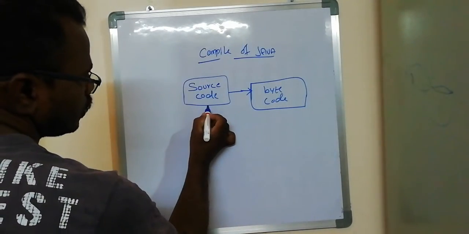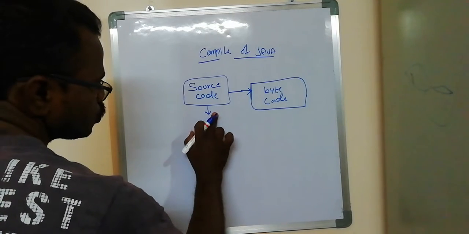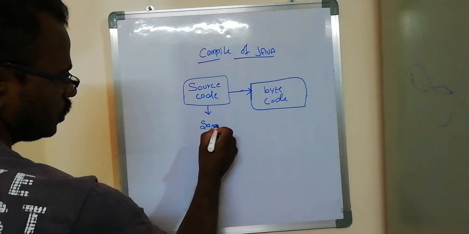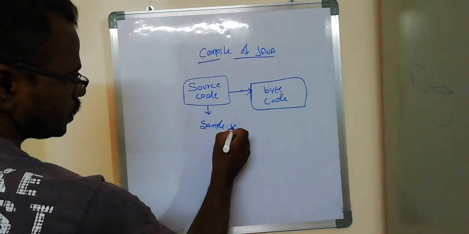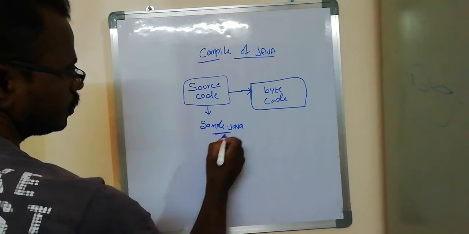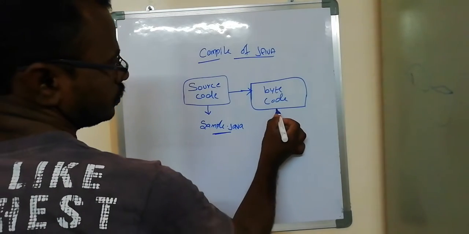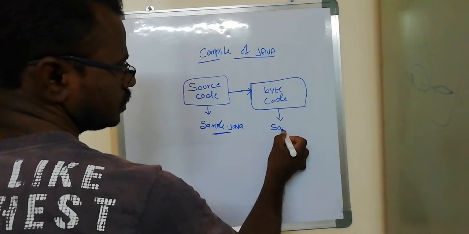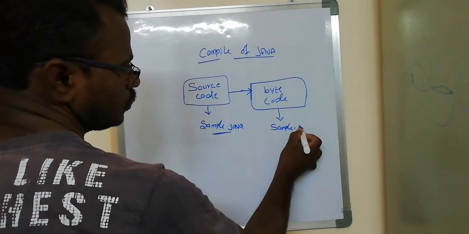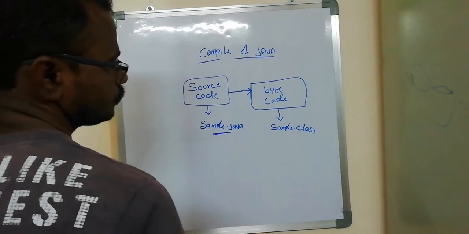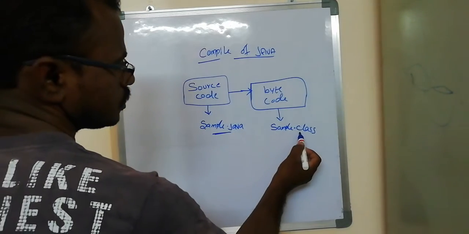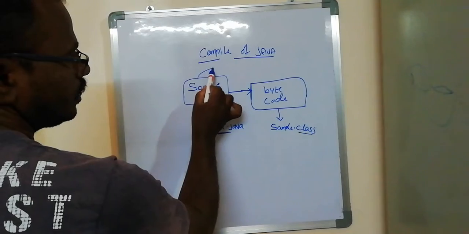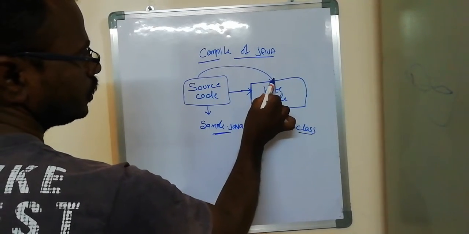The source code file extension is, for example, sample.java. The extension of the bytecode file format is sample.class. When we compile the source file, it is converted into the bytecode file.